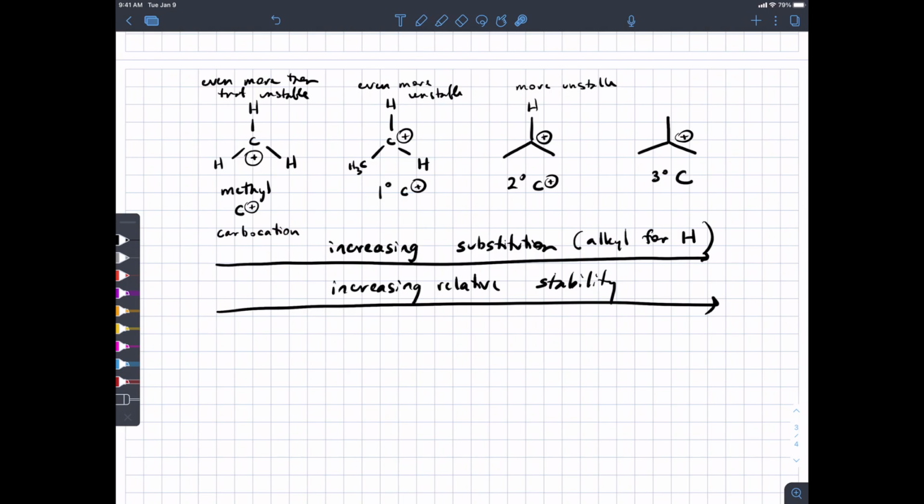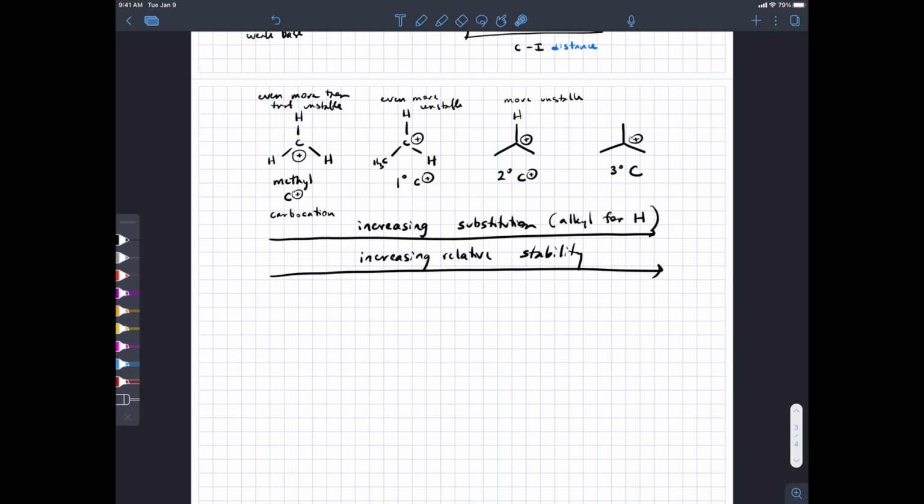Go ahead. Is the increasing relative stability just because there are more atoms around to share the charge? Yes. The explanation for that, you can think about two different things.